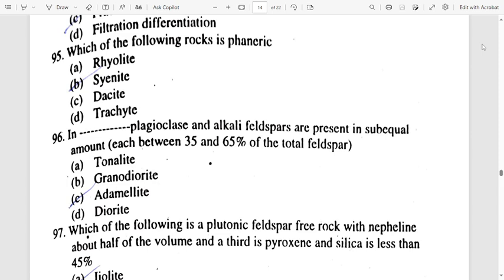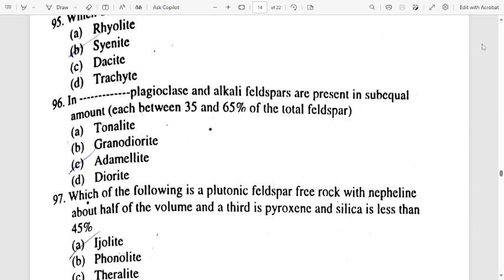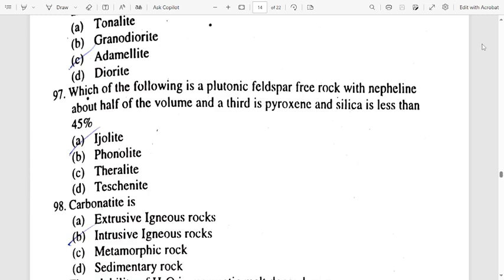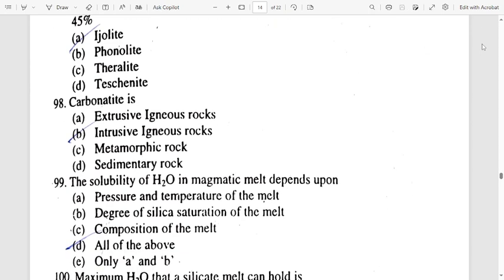Syenite. In adamellite, plagioclase and alkali feldspar are present in sub-equal amounts, each between 35 and 65% of the total feldspar. Which of the following is a plutonic feldspar-free rock with nepheline about half of the volume and a third is pyroxene, and silica is less than 45%? Ijolite. Carbonatite is an intrusive igneous rock.